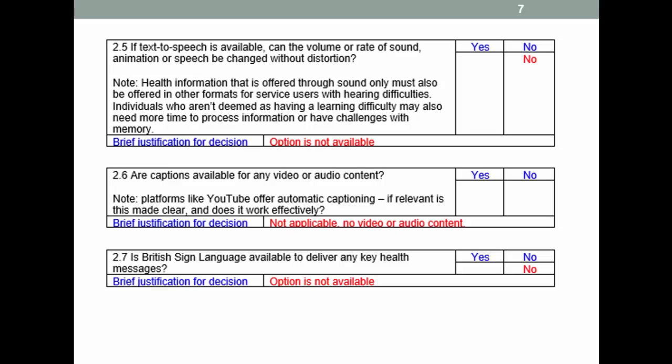Inevitably, cost is probably the reason why text-to-speech, captions, and British Sign Language are not available. However, since here was developed, the first of these two have become very widespread, and implementation might well be more practical now.